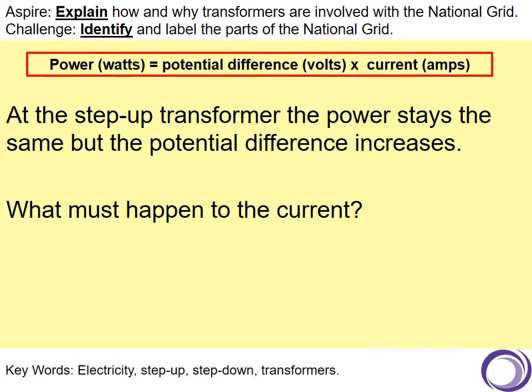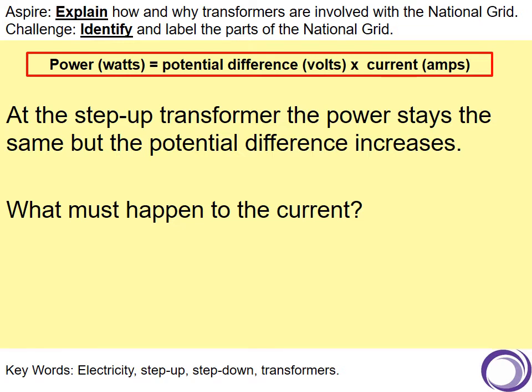So they're all governed by the equation power, which is measured in watts, equals potential difference multiplied by current. Now, in order for power to stay the same, something needs to change between the potential difference and the current. So at the step-up transformer, the power stays the same, but the potential difference increases.